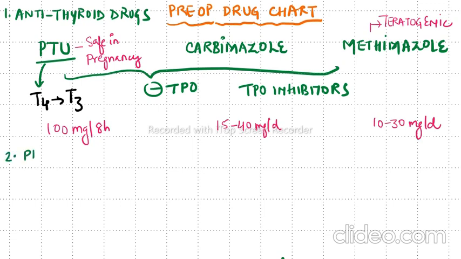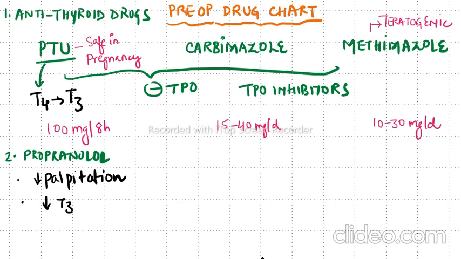Another drug that we will use is propranolol. Why will we use it? First, to decrease palpitations, high heart rate, tachycardia, and additionally it also inhibits peripheral conversion of T4 to T3. It is given in a dose of 20 to 40 mg 6 hourly.